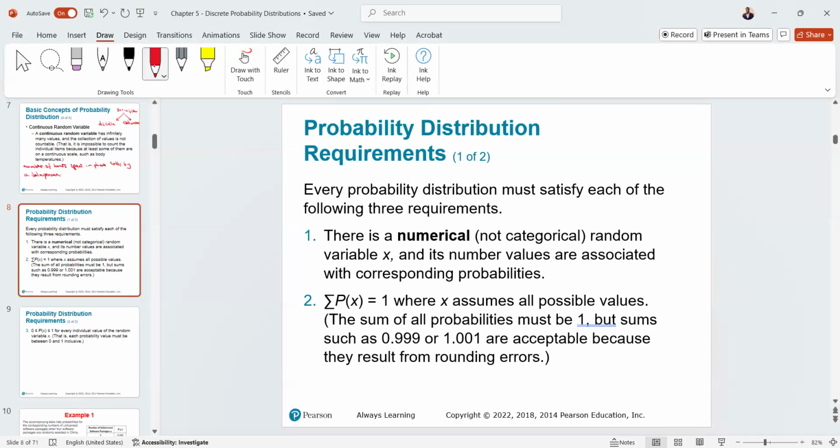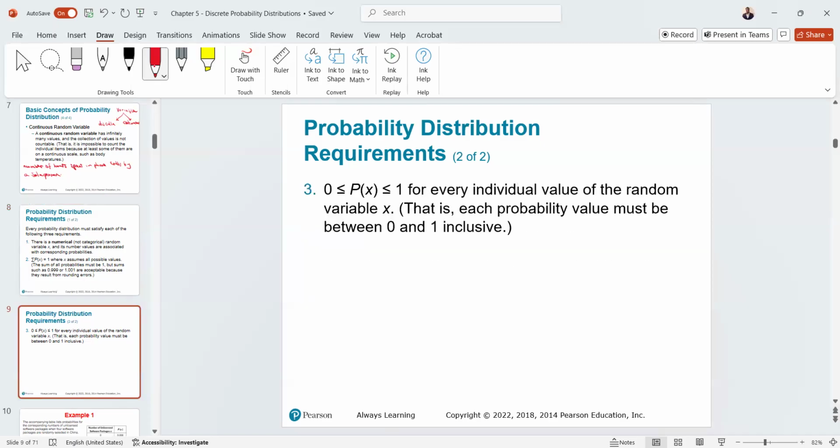Second of all, in order to consider a distribution a probability distribution, always verify the total of all probabilities. When you add them all up, it's equal to 1. It doesn't exceed 1. It must be exactly 1. But if you find 0.99999, or 1.001, it's also acceptable because we have rounding errors. But expect that when you add up all your probabilities, it must be equal to 1.